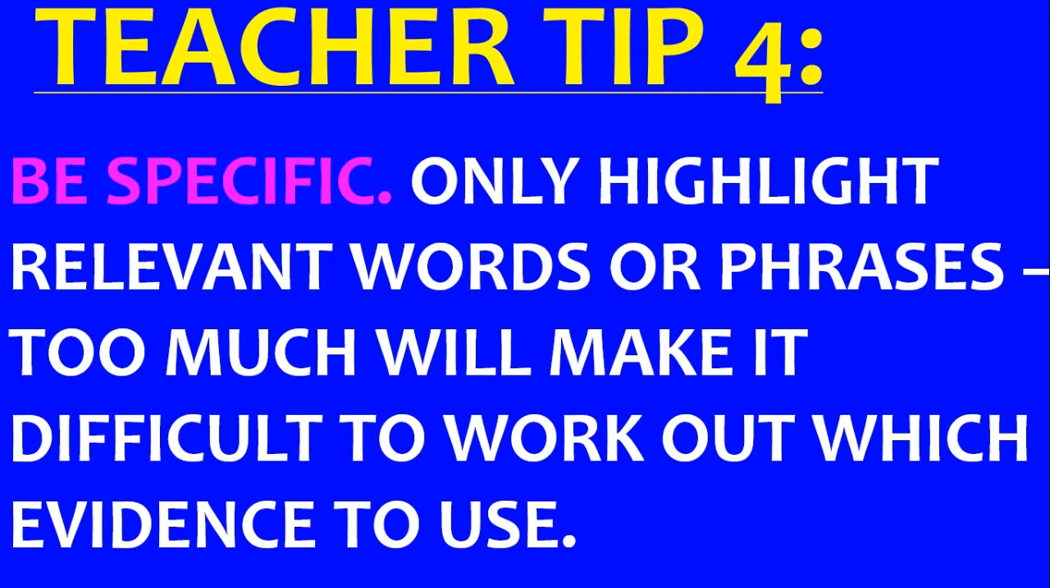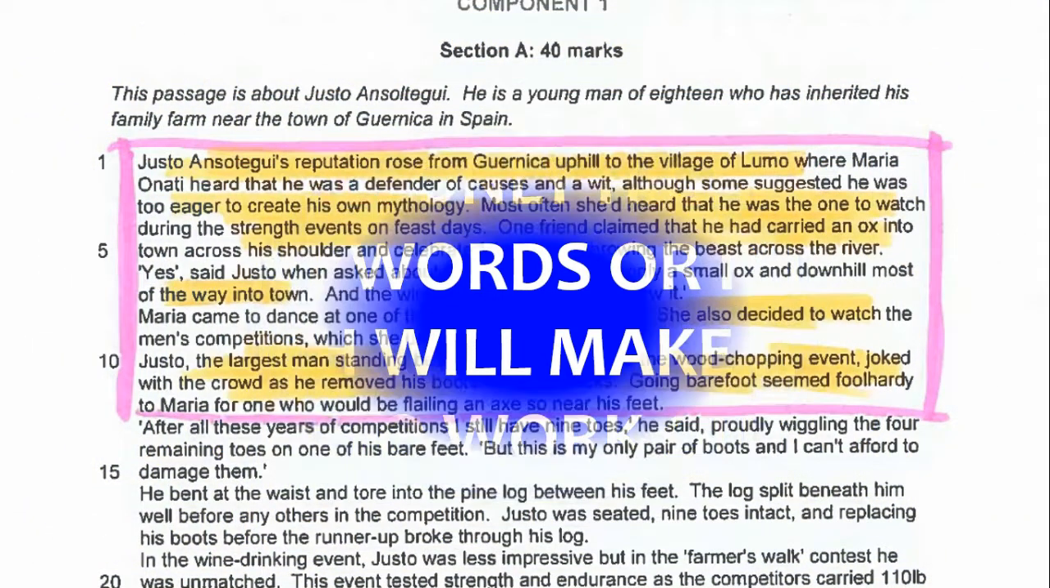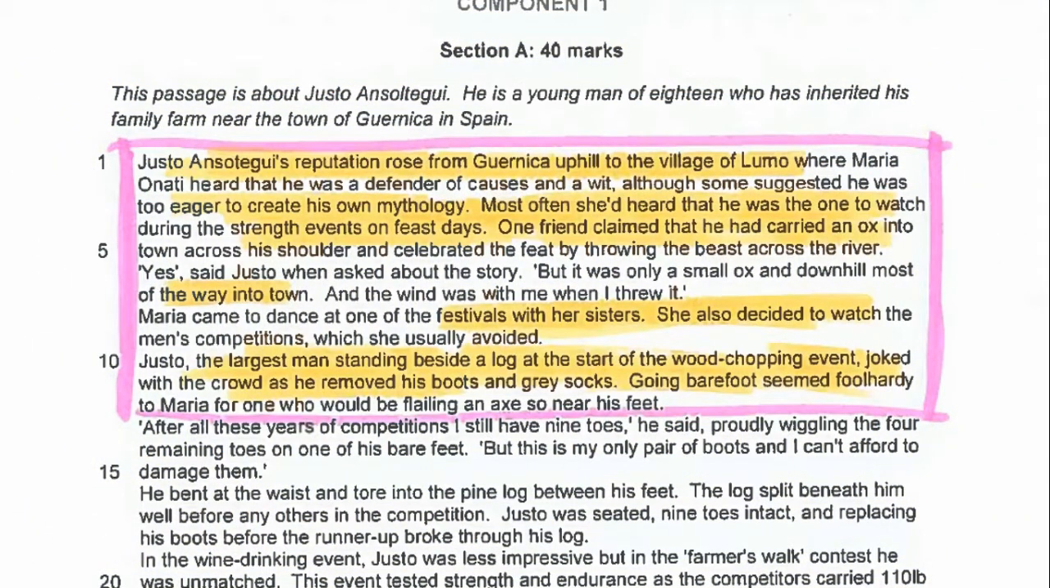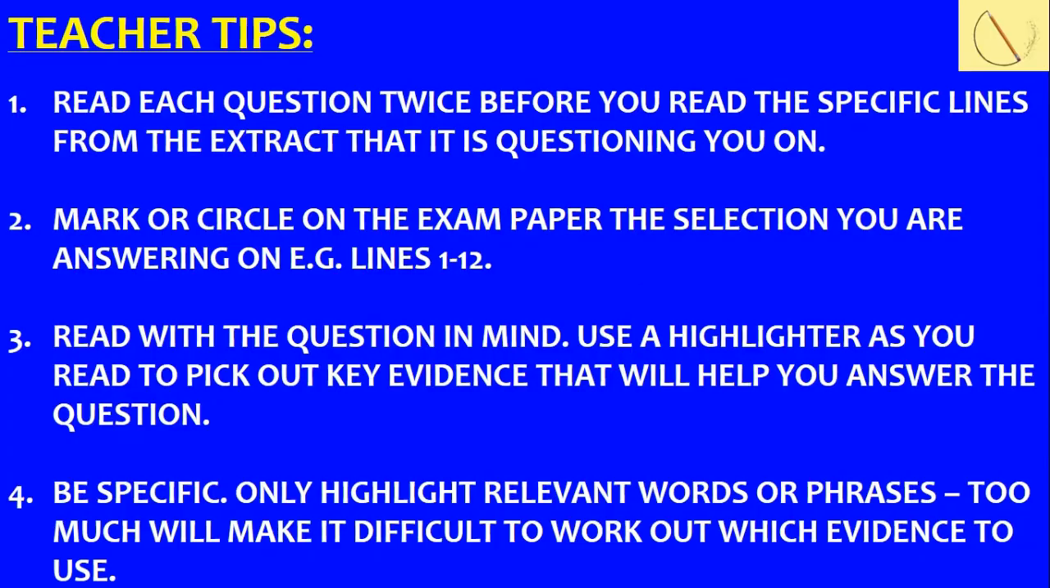What I've not done, and which is tip number 4, is I haven't just highlighted everything. Be specific. Only highlight relevant words or phrases. Too much will make it difficult to work out which evidence to use. So for example, if you highlighted like this with the yellow, it's really difficult to work out what is going to help you with your answer. So just highlight the key parts. So read each question twice, mark or circle the lines you need, read with the question in mind and highlight key facts, and don't highlight everything.